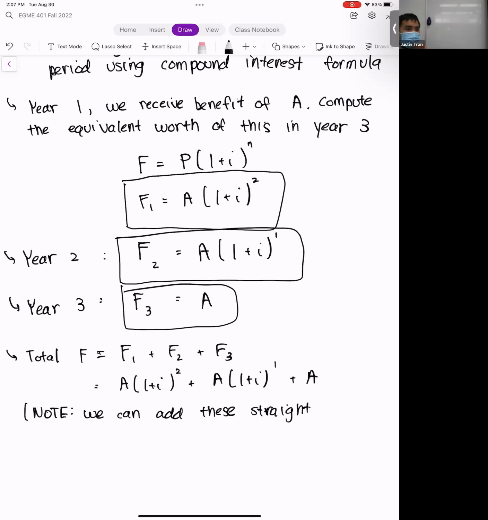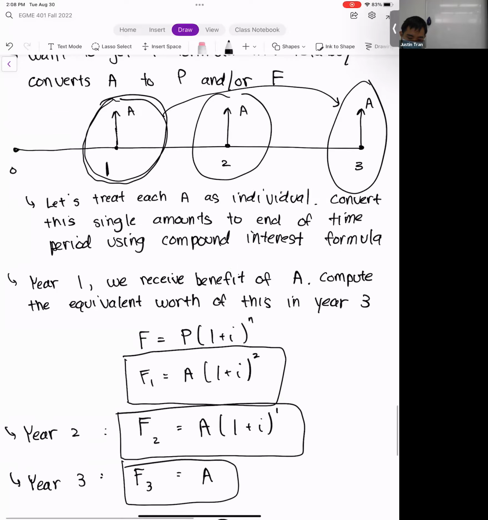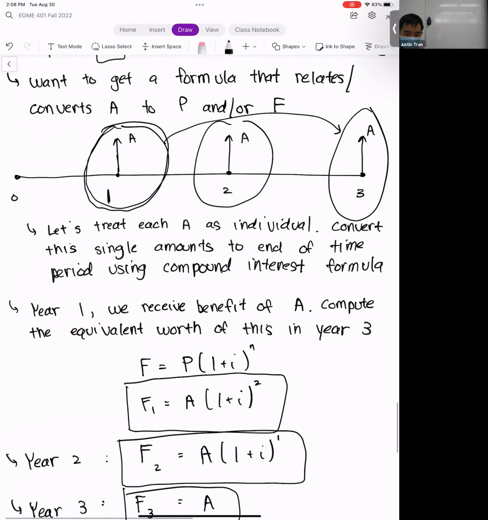Was there a question? Right, so the N here represents the amount of time in between the two time periods. Since we're going from year 1 to year 3, only 2 years are passing between year 1 and year 3. We go from 1 to 2, and then from 2 to 3, which is just 2 years. If we were going from year 0 to year 3, then N would be 3 in that case. Okay, good question.